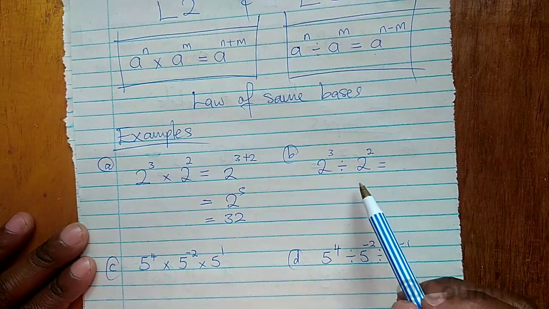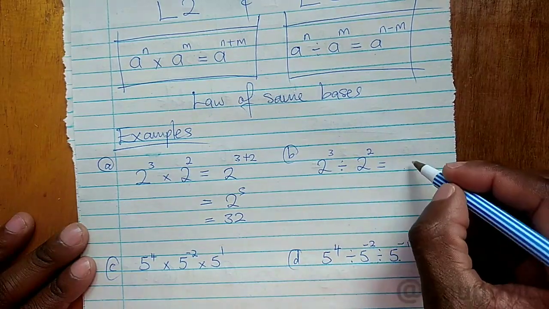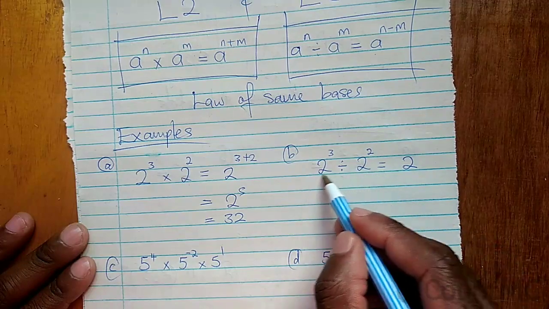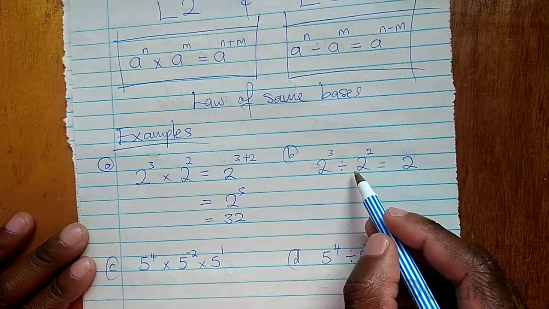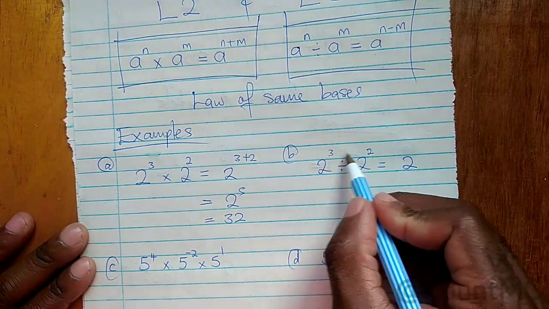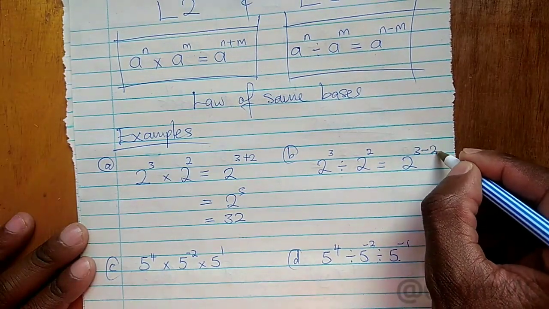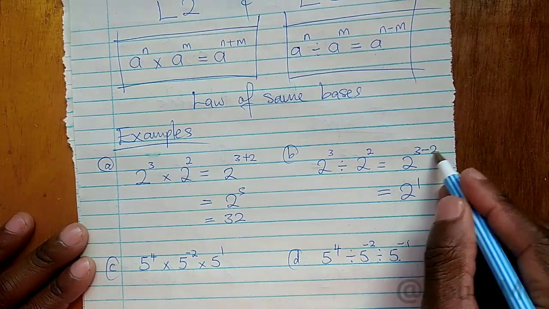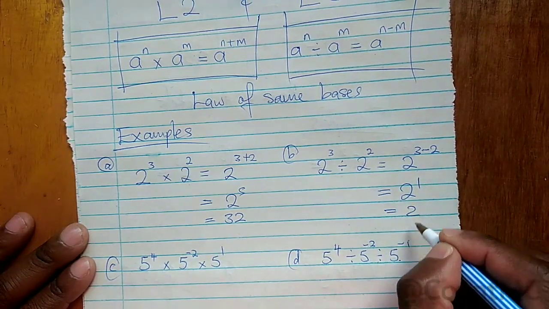Next, this one, you are dividing. So 2 to the power 3 divided by 2 to the power 2, they are the same bases dividing each other. So you just write the base, then you subtract the powers. So this will be 2 to the power 1. 3 minus 2, you get 1. So this is just a 2.